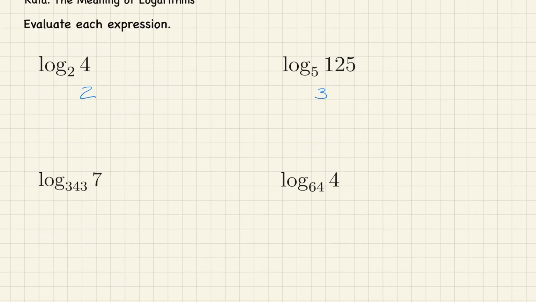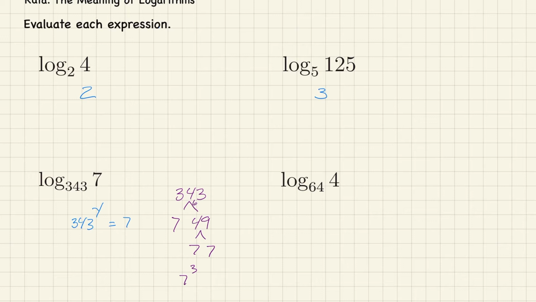The log of 7 base 343. 343 raised to what power is going to give us 7? Okay, so how can I write 343 in terms of 7? Okay, well, I'm going to use the prime factorization tree. 7 goes into 34 4 times, so it would be 28 with the remainder 6, and 7 goes into 63 9 times. And 7 times 7 is 49, so this becomes 7 cubed.